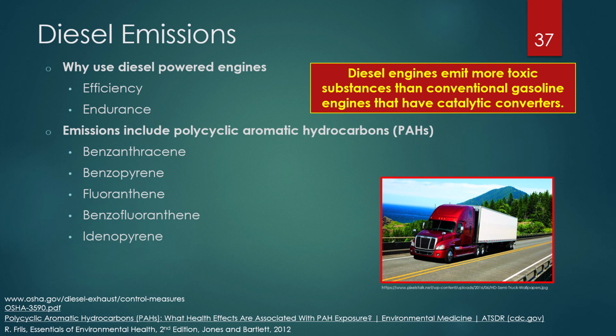Diesel engines are popular due to their greater energy efficiency and endurance. Yet diesel engines emit more toxic substances than conventional gasoline engines that have catalytic converters, a complex mixture of particles and gases, including polycyclic aromatic hydrocarbons, PAHs. Examples of PAHs include benzanthracene, benzopyrene, fluoranthene, benzofluoranthene, and idenopyrene.